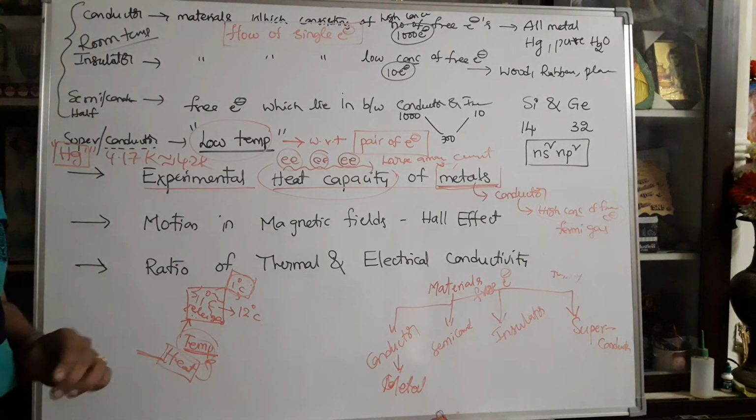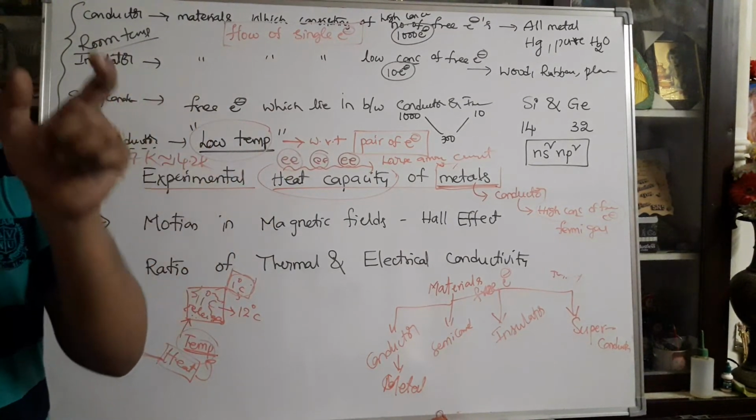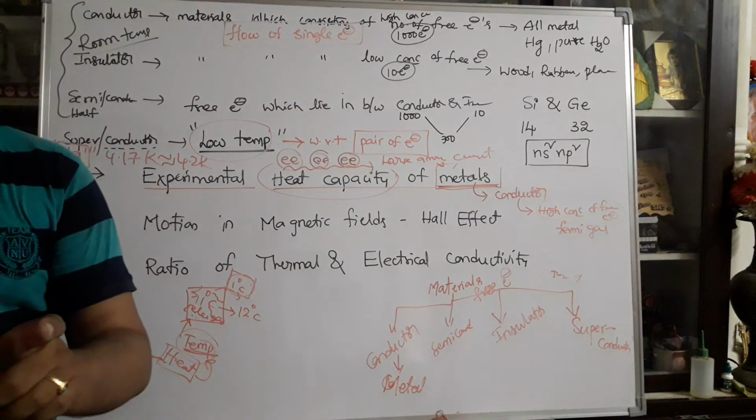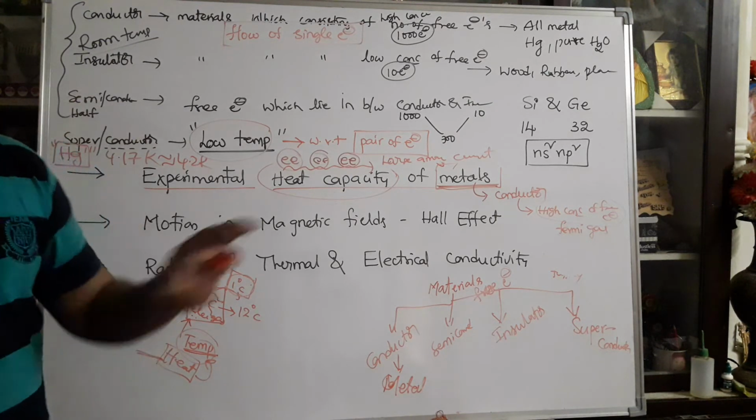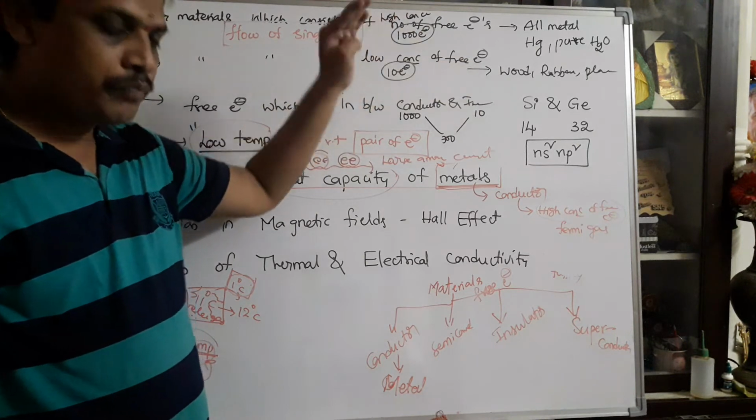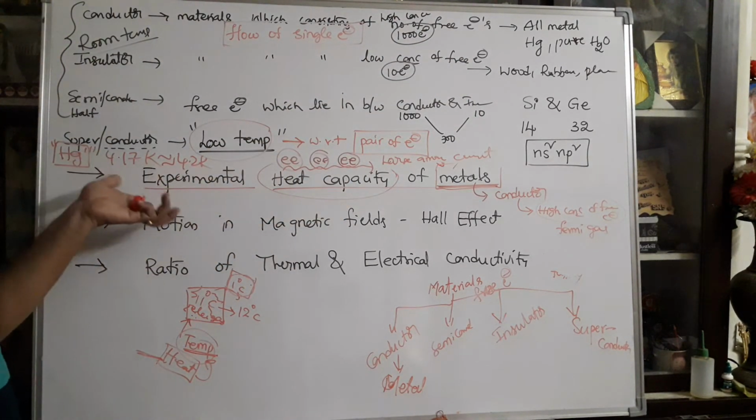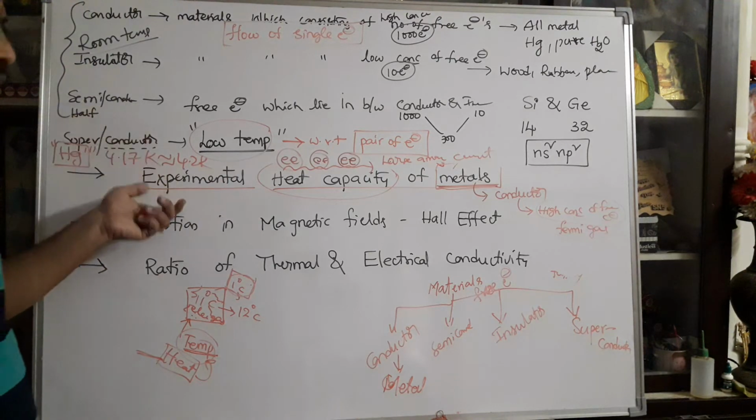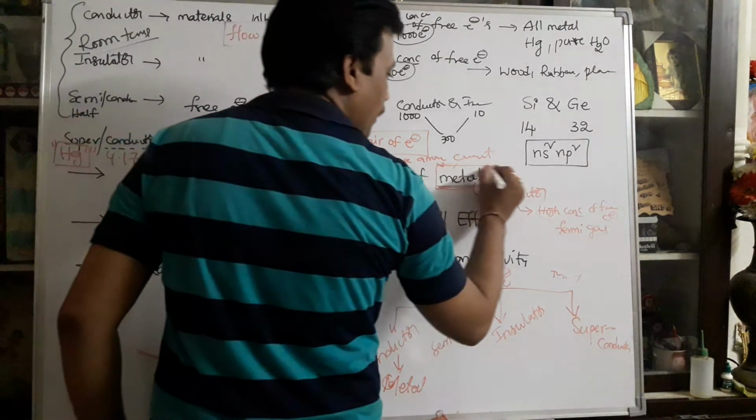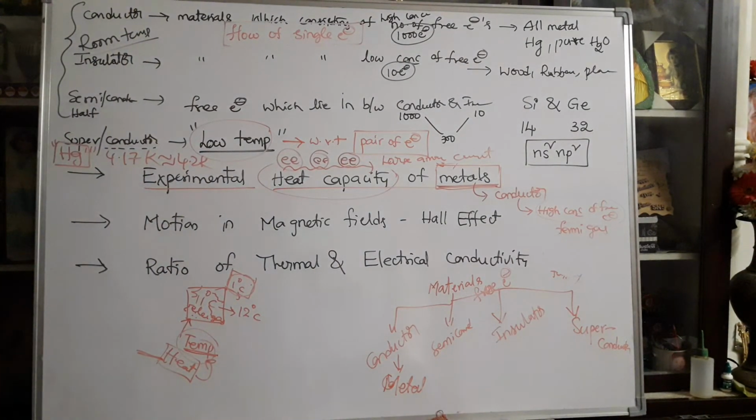Heat capacity can be explained. What is heat capacity? It is the minimum heat energy required to raise the temperature of the body by 1 degree centigrade. That topic is completely theoretical. In this topic, heat capacity is explained from the experimental point of view, taking a material, particularly metal. You can explain the metal heat capacity. That is called topic number 4.